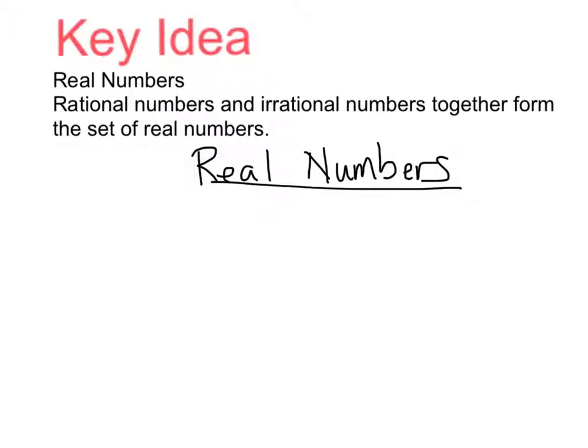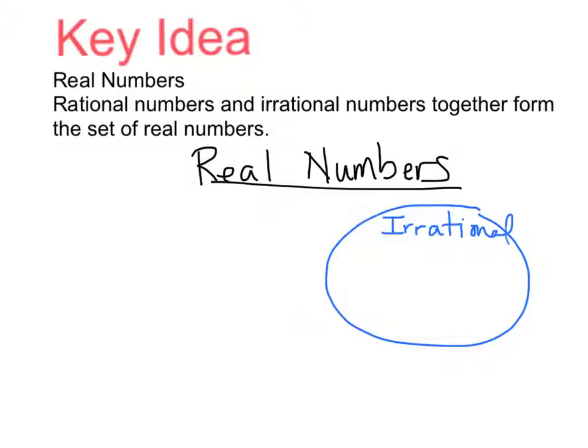So, real numbers. I'm going to draw a circle over here on the right, and we're going to title everything in this circle as irrational. That would, for example, be pi. Negative 2 pi. We could have negative the square root of 3 because 3 is not a perfect square. The square root of 2, that's not a perfect square. The cube root of 7, that's not a perfect cube.